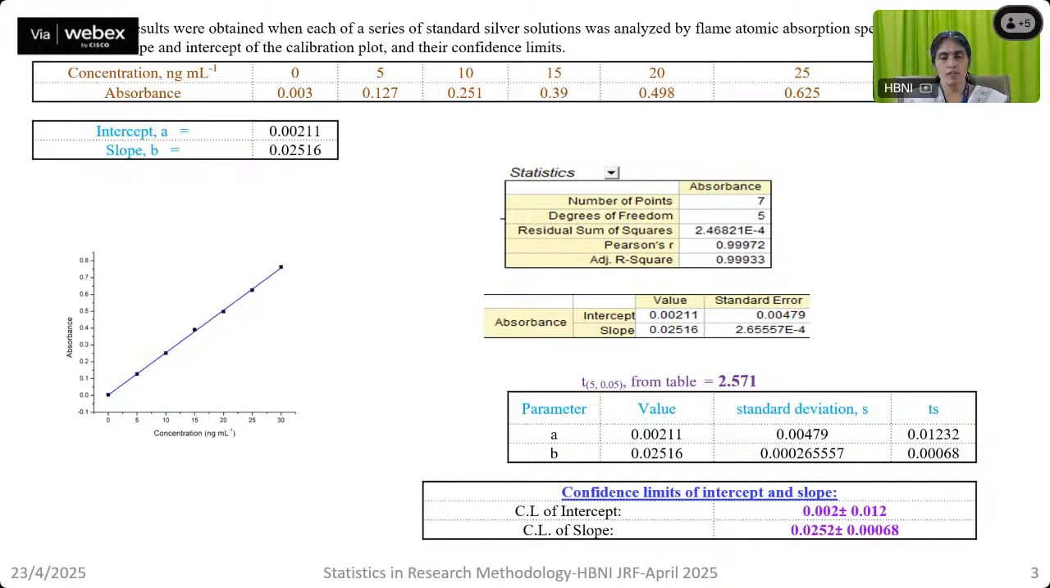From the tabulated values of t, you will see that it comes out to be 2.571. Utilize it, and the confidence limits are defined as that value plus or minus t times s. So t times s is calculated, and thus you can come up with the confidence limits of the interval for the intercept as well as the slope of the calibration function.